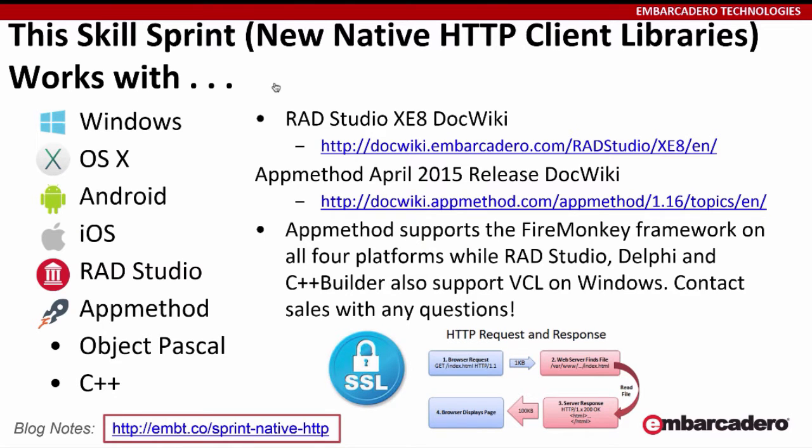This skill sprint, using the new native HTTP client libraries, works with all the RAD Studio XE8 and AppMethod April 2015 release supported platforms using both Object Pascal and C++. So you can use the same new native HTTP client libraries on Windows, Mac OS X, Android, and iOS, both with VCL and FireMonkey. And the new native HTTP client libraries include native support for SSL, Gzip encoding, etc.